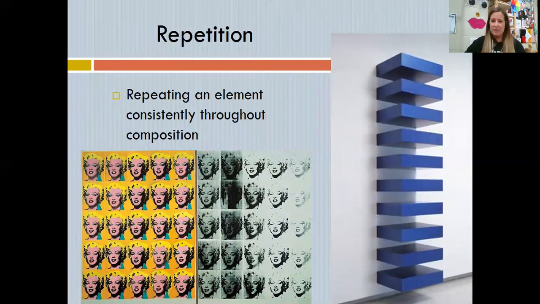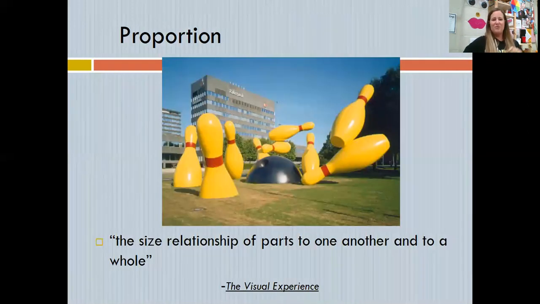All right, then we have repetition. This is my least favorite principle because it's talked about multiple times in other things. Repetition just means you're repeating something over and over again. So if we're looking at the sculpture on the right, we have a blue form that is repeated over and over again, also known as regular rhythm. All right, and I believe this is our last one.